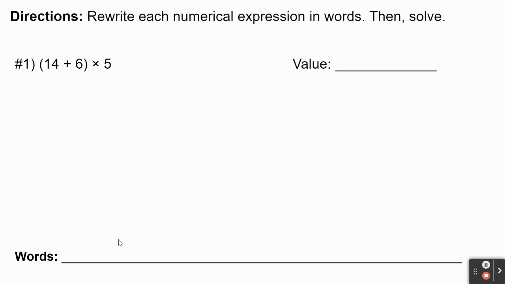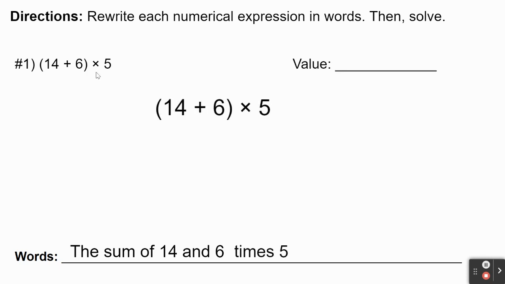Finally, let's rewrite a few of these numerical expressions in words. Here we can see 14 plus 6 times 5. 14 plus 6 is in parentheses, so we know we need to solve that first. So we're going to be finding the answer to this addition part first. Since we're finding the answer to the addition portion, we're going to be finding the sum of 14 and 6 first. This will allow us to get our answer to the addition part and then multiply by 5. Another way to say multiplying by 5 is times 5.